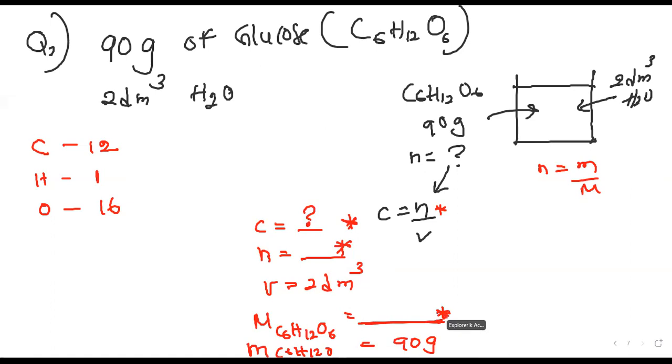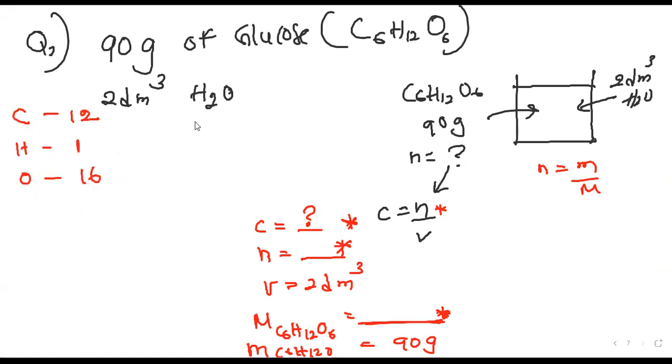You have to calculate the number of moles also. Of course, that can be done because I've given you the relative atomic mass of each element present in the glucose molecule, and the mass of glucose is present. So what you have to do, first of all, find out the molar mass of glucose, right? How to do that? So keep it in your mind.